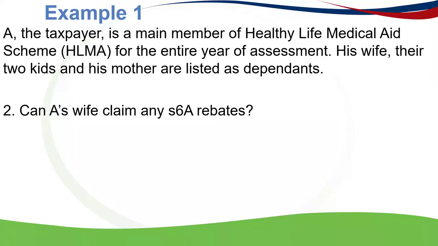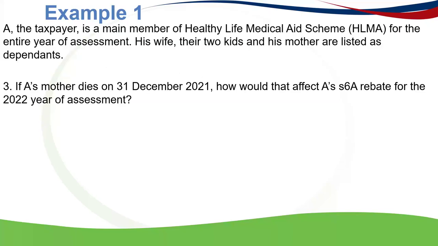The second part of our question, still the same example, is, can A's wife, meaning the taxpayer's wife, claim any Section 6A rebates? The answer to that question is no, and that is mainly because the Section 6A rebates are available to a taxpayer that makes the contributions towards the medical aid scheme, right? So if the wife does not make the contributions, she will not be able to claim any Section 6A rebates. So they will only be available to the taxpayer that makes the actual contributions, right?